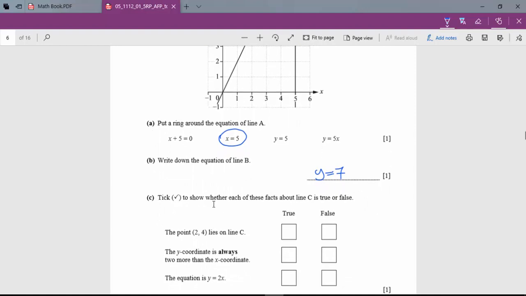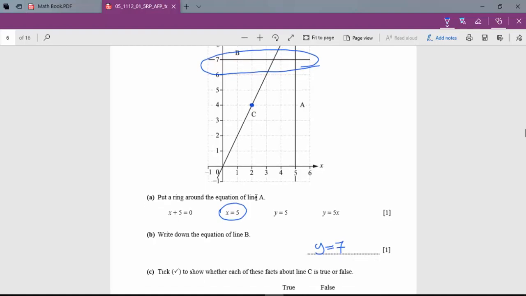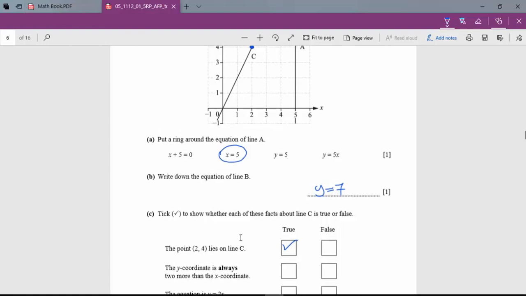Tick to show whether each of these facts about line C is true or false. The point 2, 4 lies on line C. So 2 is here, 4 is there, this point is 2, 4. This point is on line C. Yes.